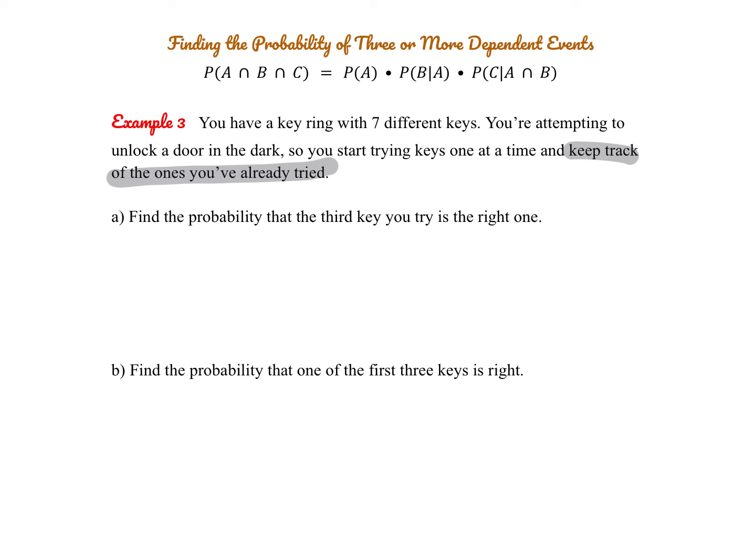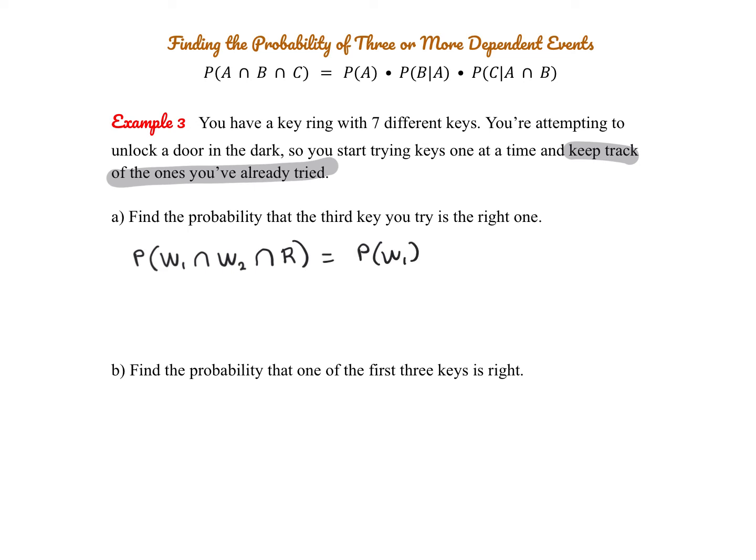What you did on the first one changes the probability of the second try. So here we want to find the probability that the third key you try is the right one. So the third key is the right one, which means the first two are wrong ones. So we're essentially finding the probability that you picked wrong, I'll call it W1, and then you picked wrong again, W2, and then you picked right. So I'll call it the probability of W1 and W2 and R. We're going to start by finding the probability that the first one was wrong.